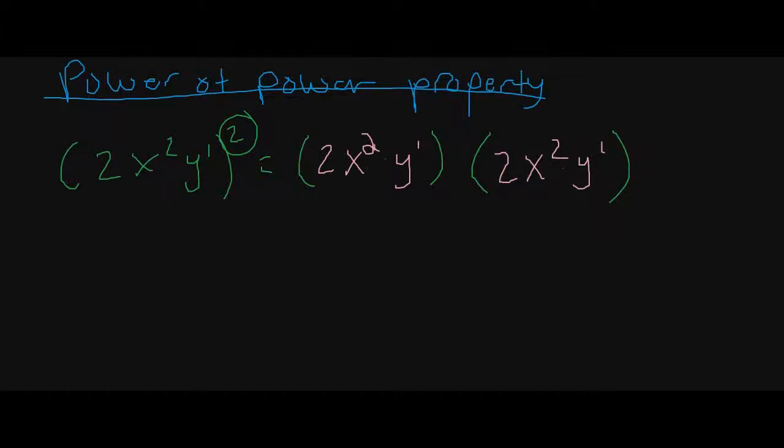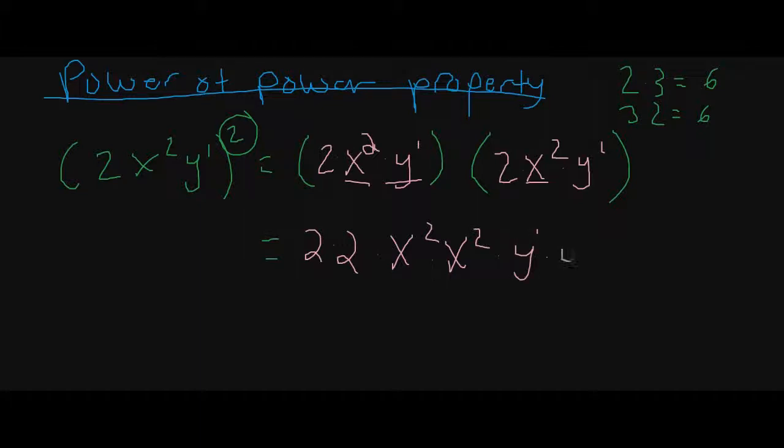So I'm just going to, again, it's multiplication. Like I told you before, 2 times 3 is 6, and 3 times 2 is 6. It doesn't matter the order that it's in because it's multiplication. So I'm just going to put the 2's together, 2 times 2. So this one and this one there. Then we have x squared times x squared, and then we have y to the first times y to the first.